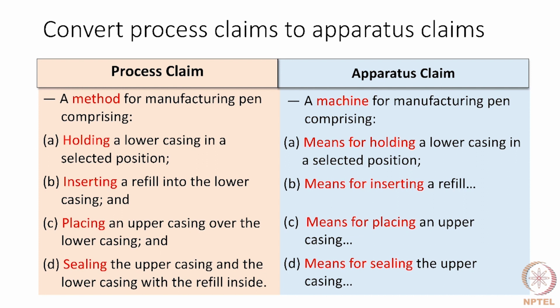So you can see the transition. The holding, an ing form word, can be converted into a means for holding, which means it's functional language which allows you to have an apparatus claim flowing out of a process claim. This is a quick way to begin with a process claim and to convert it into an apparatus claim.